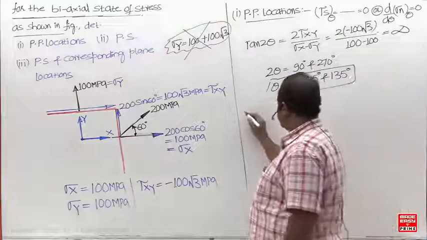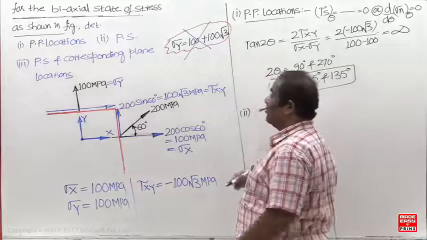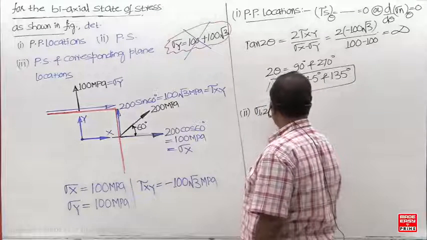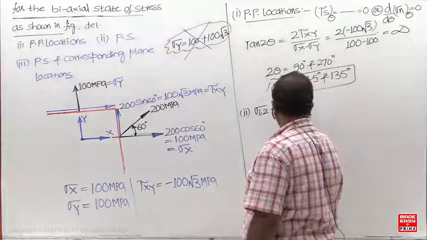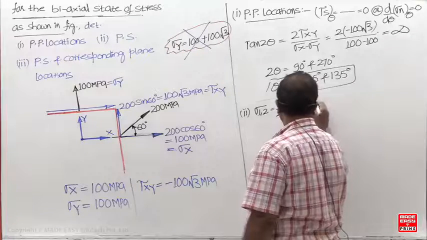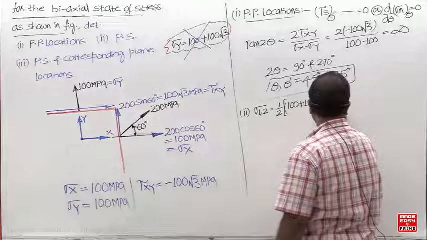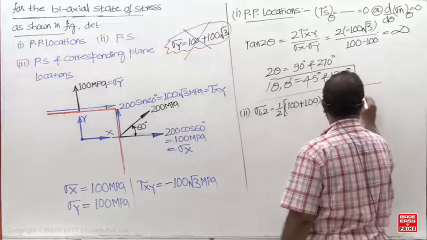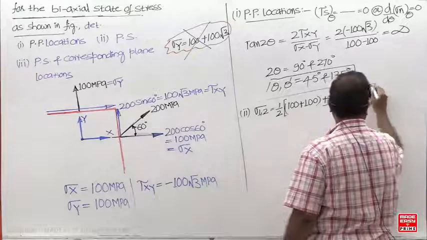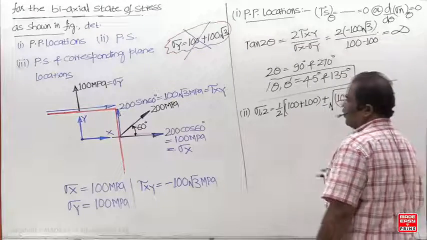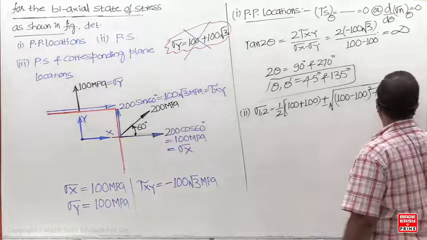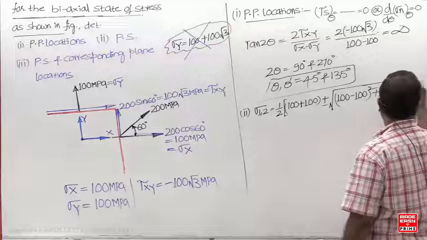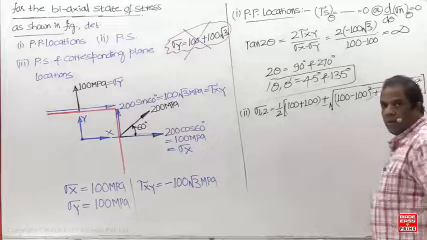Next, if you ask only for principal stresses, then directly you can use your equation: 1 by 2 sigma x plus sigma y, plus or minus the square root of the second term, which will become 0, plus four tau xy square, with tau xy as minus 100 root 3.